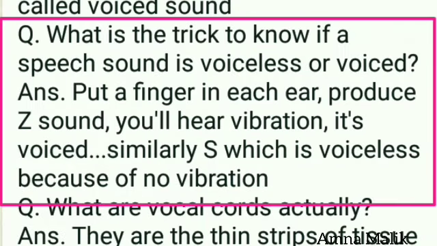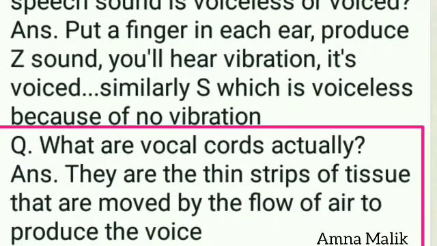Question. What is the trick to know if a speech sound is voiceless or voiced? Answer. Put a finger in each ear and produce the sound. If you hear vibration, it's voiced. Similarly, a sound is voiceless if there is no vibration. Question. What are vocal cords actually? They are thin strips of tissue that are moved by the flow of air to produce the voice.